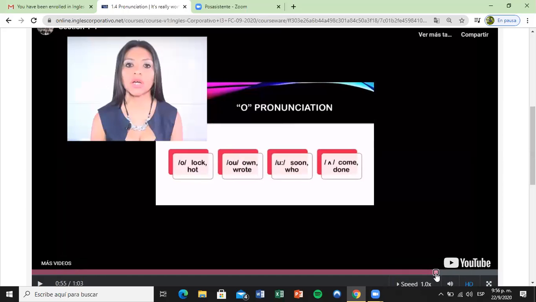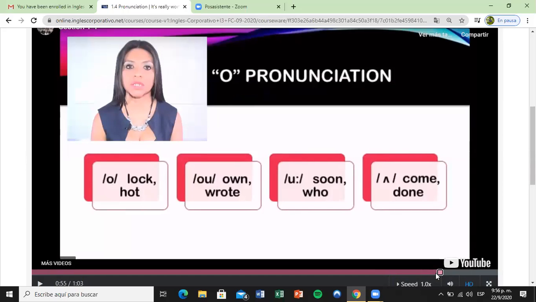As you can see here, maybe it's a little bit better to understand the different sounds. The first sound, the O, is lock. And hot is the same sound, ah, okay? But then the next word is the OU sound, is own. The same for the other word, wrote, okay? In the next two words, we have the U sound, soon. Even though it has two O's, it's pronounced like a U. Soon, who, and then the last sound is ah, come, come, and done, done.